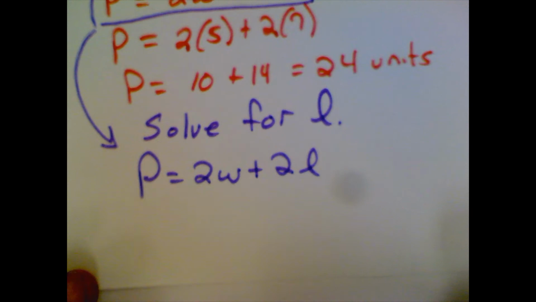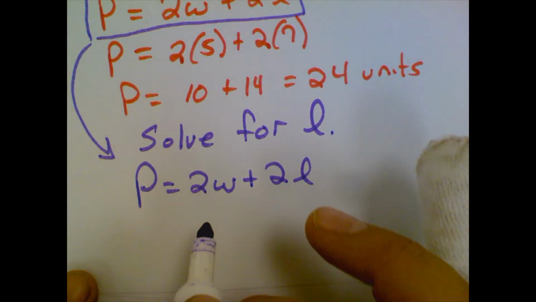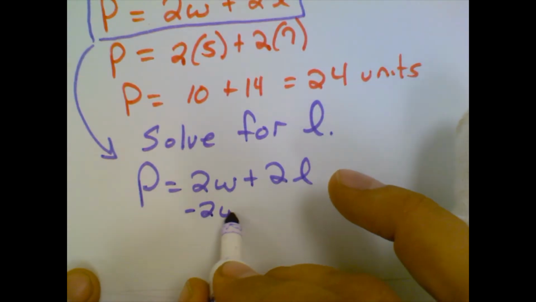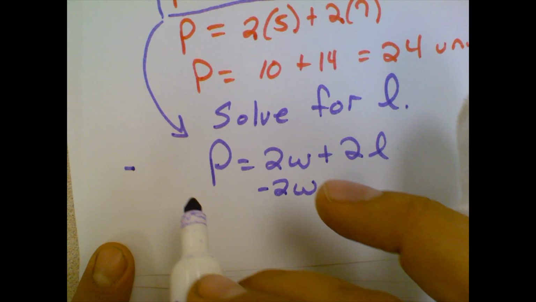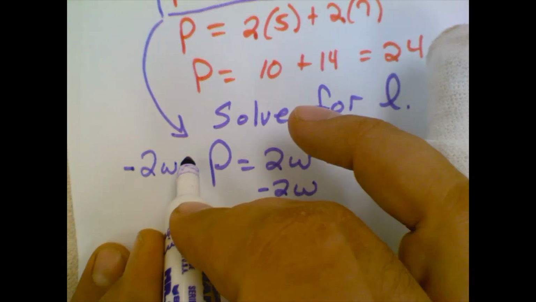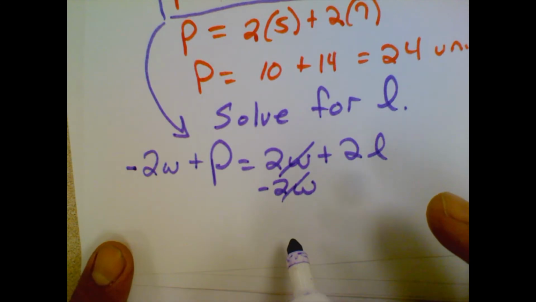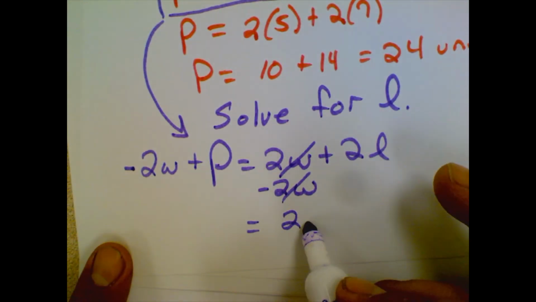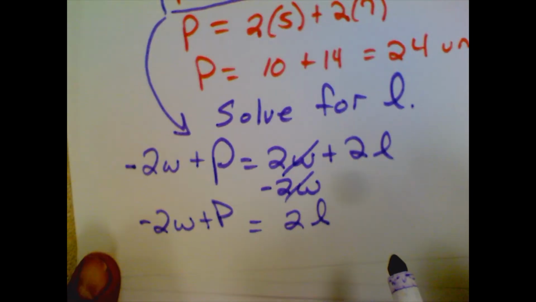Alright, just follow your algebra rules. If we want to move a whole term, we want everything else away from the L. So I'm going to subtract 2W from both sides. See if I can get this in the field of view. So they cancel on this side, and we're left with 2L equals negative 2W plus the perimeter.